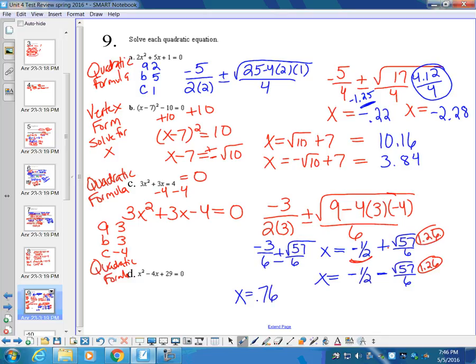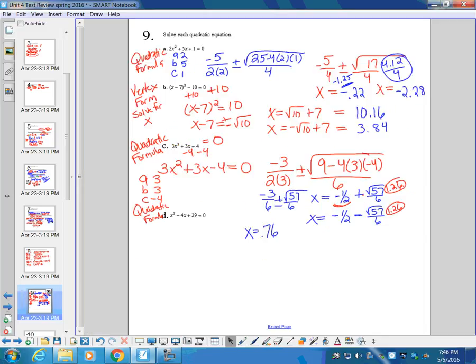Okay, and then for this one, I would get negative 0.5 minus 1.26 and get negative 1.76. Okay, so those are your final answers for C.